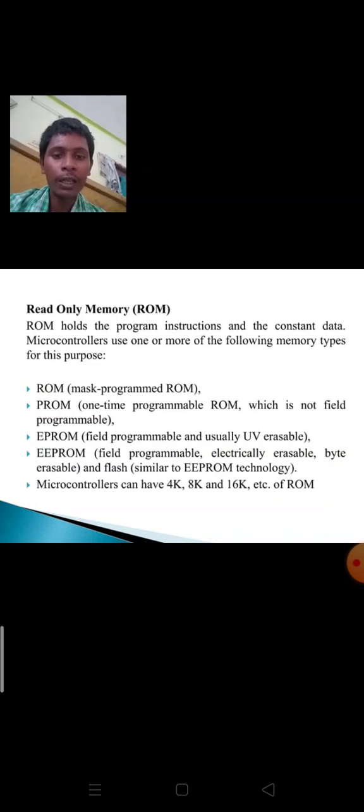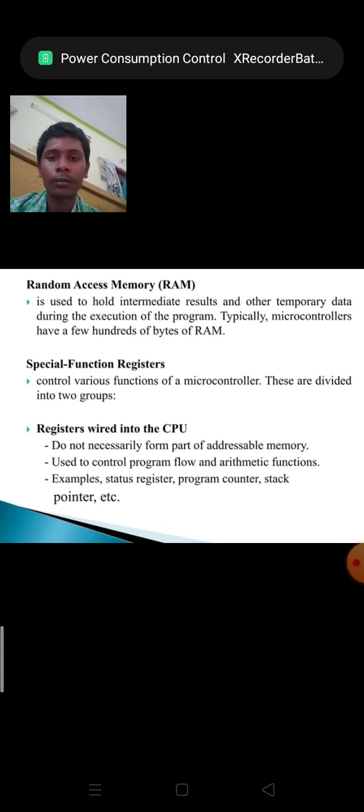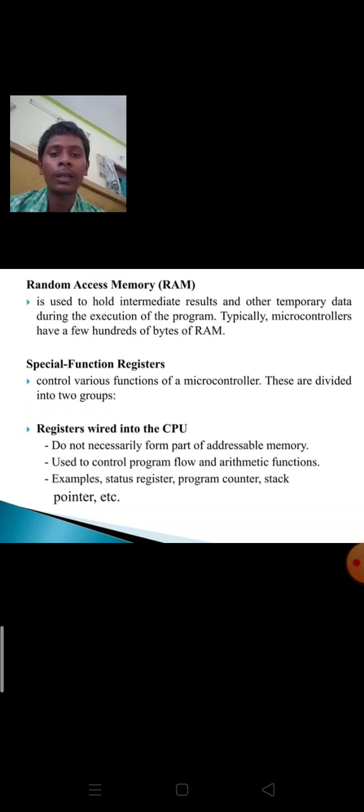EEPROM, field programmable, electrically erased, byte erasable, and flash, similar to EEPROM technology. Microcontrollers can have 4K, 8K, and 16K and so on of ROM. Random access memory, RAM, is used to hold intermediate results and other temporary data during the execution of the program. Typically, microcontrollers have a few hundred bytes of RAM.